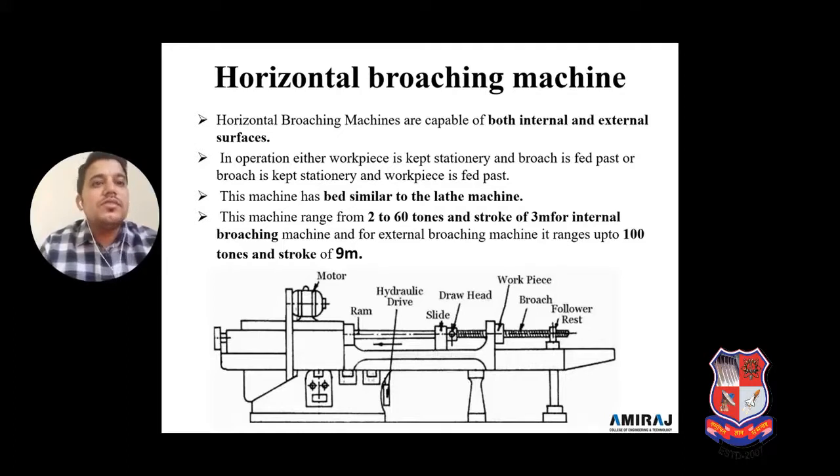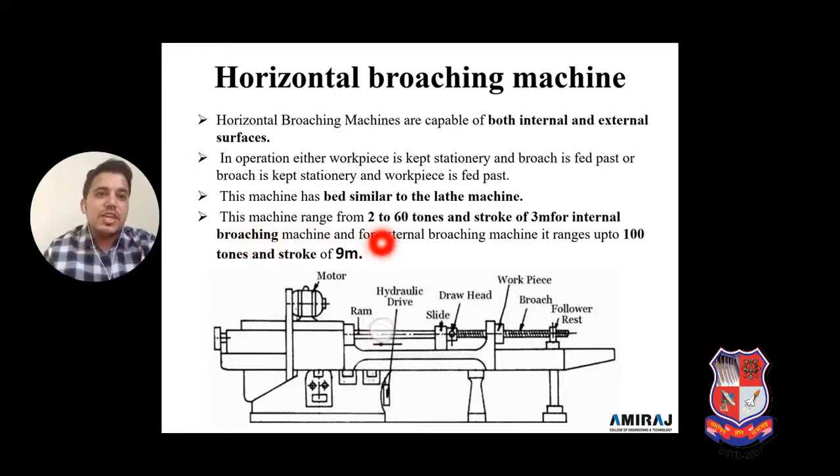Horizontal broaching machines are capable of both internal as well as external surface broaching. This arrangement is similar to the lathe machine type. Have you observed here? This is the main motor, which we can consider as a headstock. This is our main ram. With the ram, we are using the tool holder. This is our broach, and we can hold the workpiece here. So this is a whole big bed like a lathe machine. Okay, so as per that we can do heavy kind of machine work.